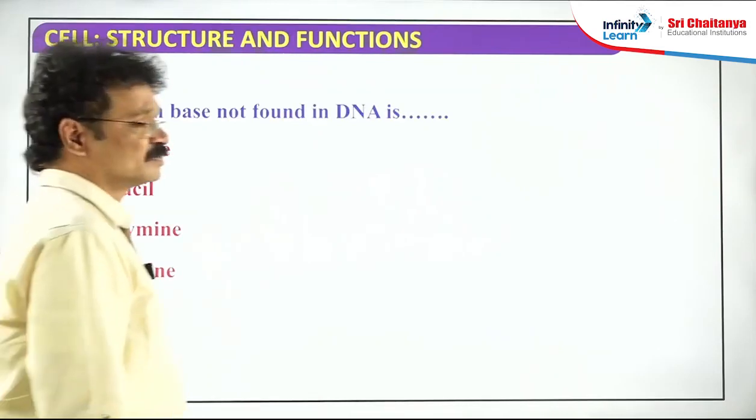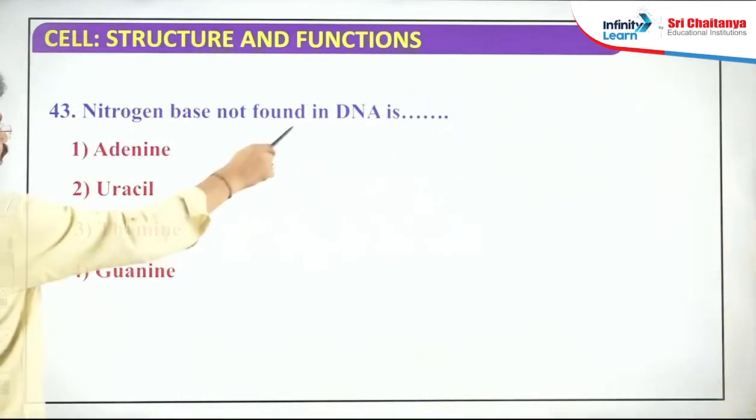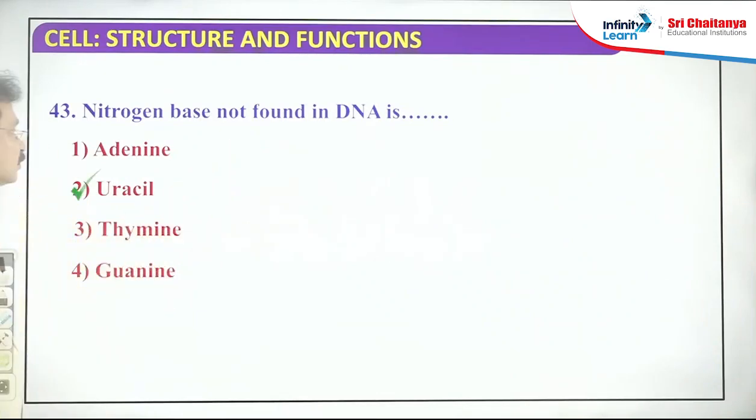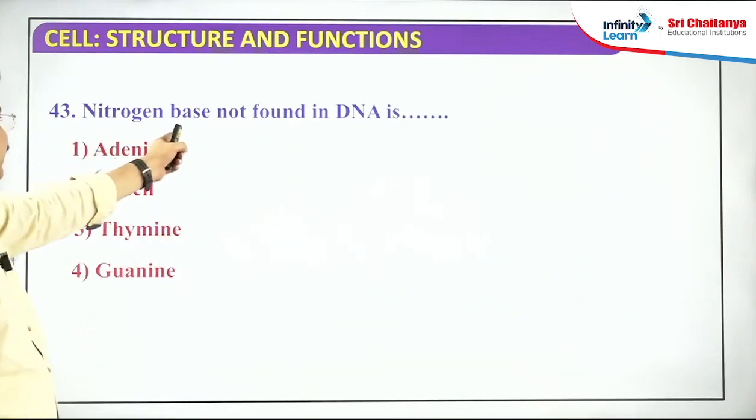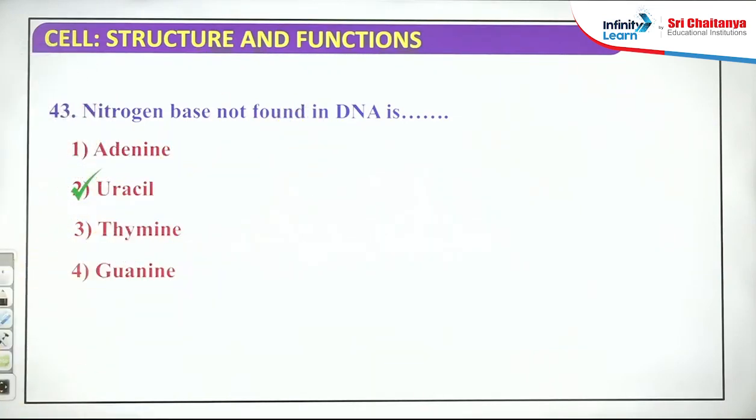Next, one more question. Name the nitrogen base not present in DNA but present in RNA, not found in DNA: uracil. One more question: name the nitrogen base not found in RNA: thymine. The remaining bases, adenine, guanine, and cytosine, are common in both molecules.